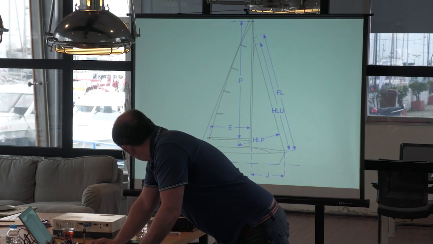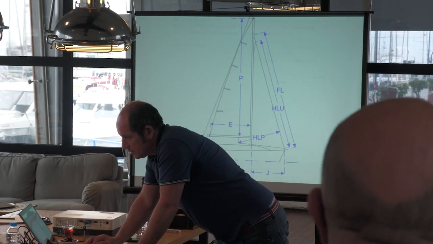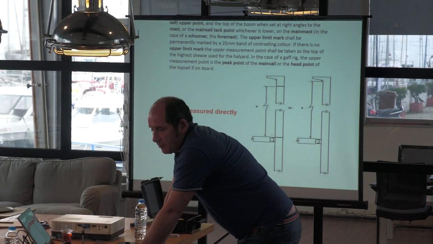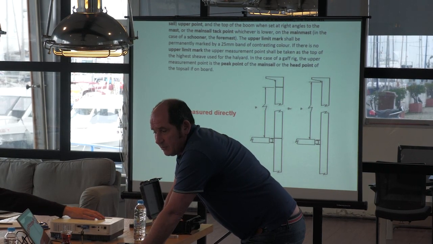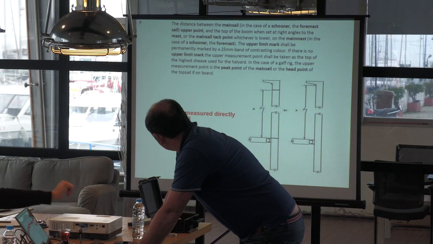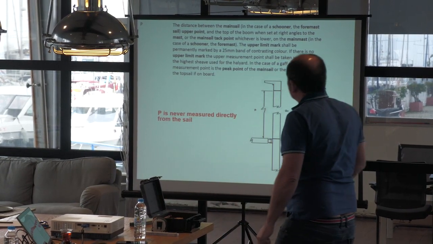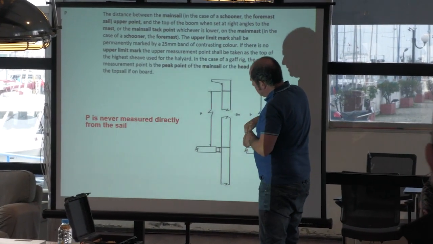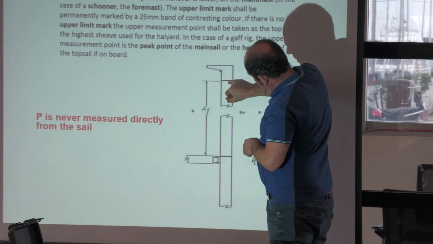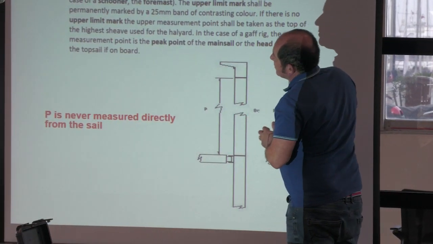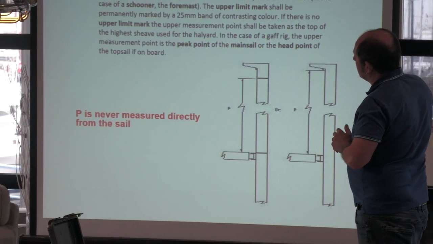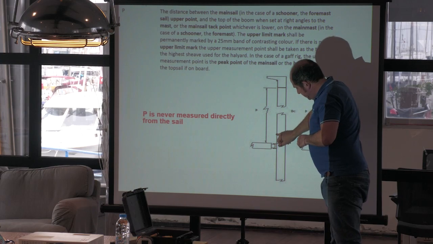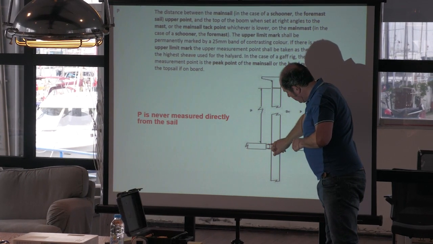First for P, so for the mast measurement. P is never measured directly from the sail, and this is the same for E. P and E are not sail measurements, they are rig measurements. Okay? So the P is the distance between the mainsail upper point, which is the inside part of the black mark here, and the top of the boom when set at right angle to the mast. So here you have the right angle, and you measure this distance from the inside of the mark to the intersection of the boom and the mast.